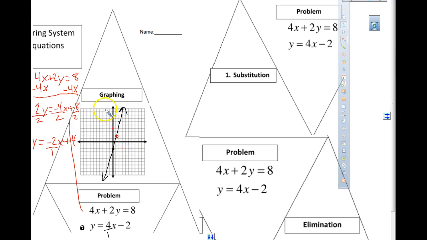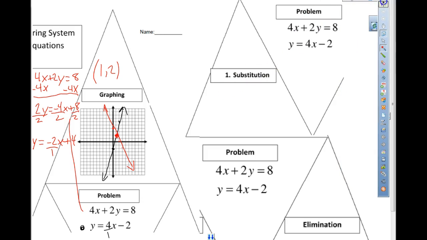So your answer, we know, should be where they intersect, which is 1, 2. Now, without saying anything, what should the answer be for these? Without doing any of the work on it.